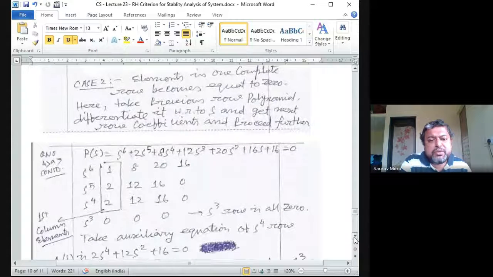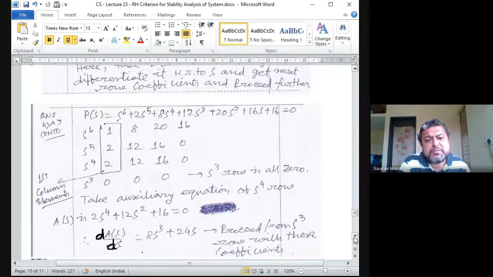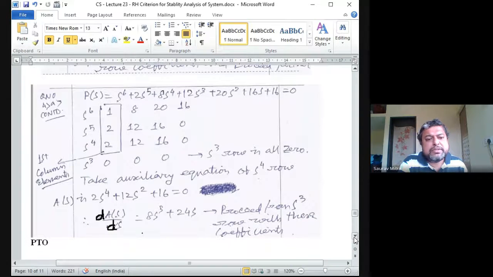This is the last numerical we are discussing, that is s raised to 6 plus 2s raised to 5 plus 8s raised to 4 plus 12s square and so on. So if you are doing it, 1, 8, 20, 16 is the even polynomial, and 2, 12, 16 is the odd polynomial. You are finding that s raised to 4 is becoming 2, 12, 16, and s cube has become all 0. As s cube is becoming all 0, then you have to go to s raised to 4. So 2s raised to 4 plus 12s square plus 16 is equal to 0.